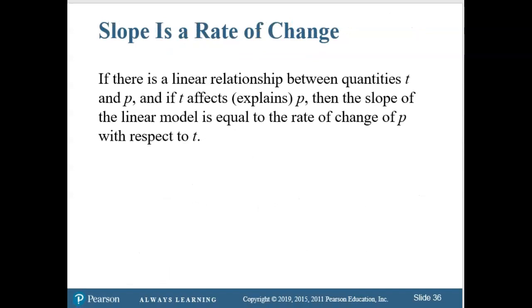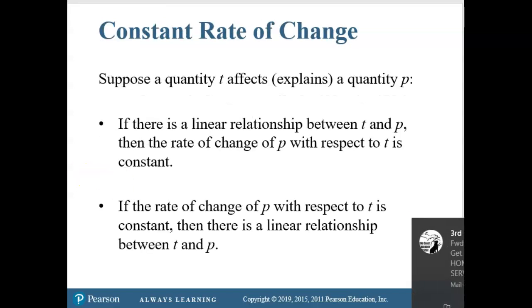So there's a linear relationship when the slope of the model is always the same. Otherwise, you're going to get a crooked, jagged line if you have different rates of change. So that is called a constant rate of change.